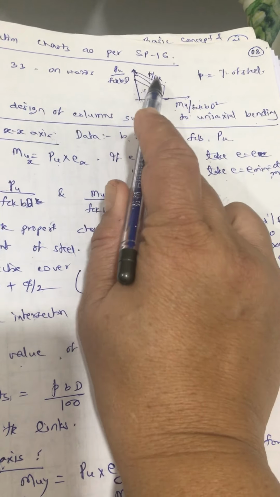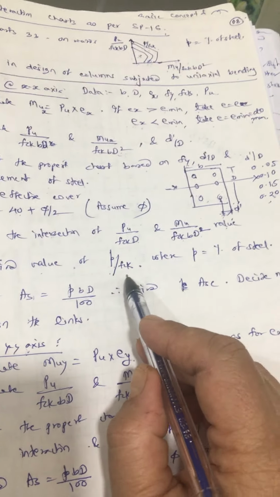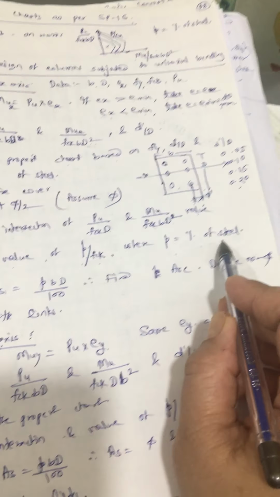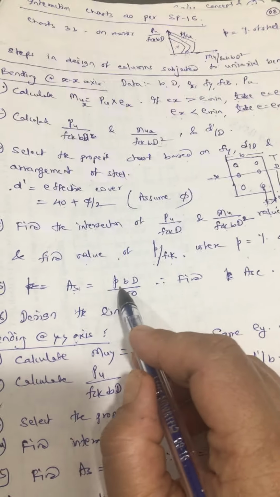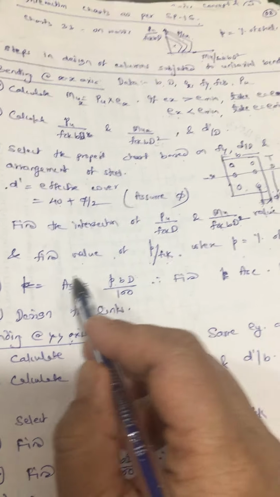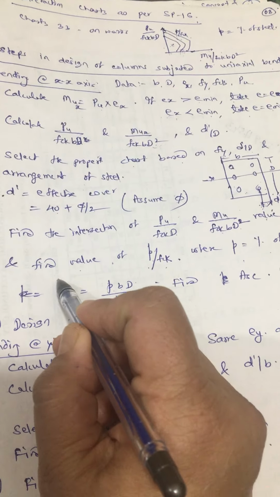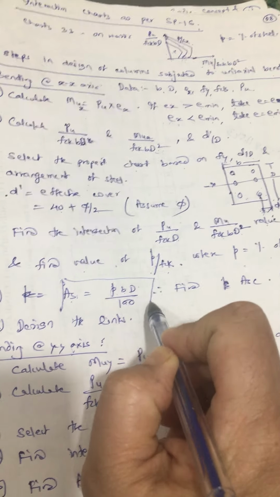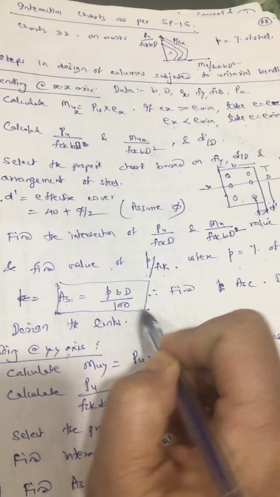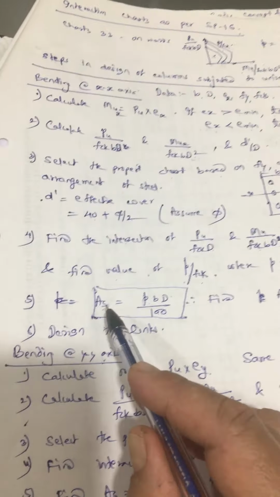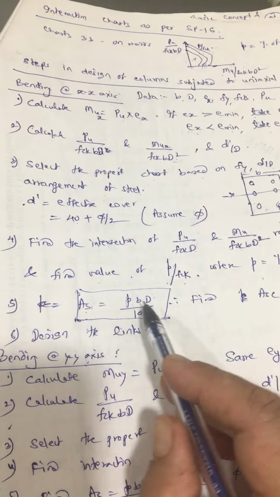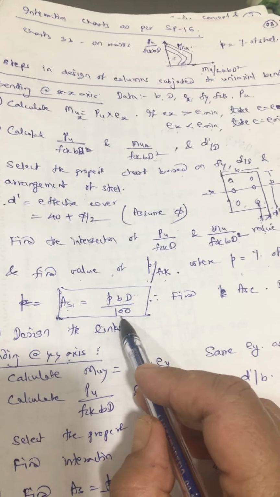On these curves, the values of P upon FCK are written, where P is the percentage of steel. Therefore, we get AS equal to P into BD upon 100. This is the formula which is given on every interaction chart. It is mentioned in the right hand corner of the interaction chart. So you can use this formula, AS equal to P into BD upon 100.